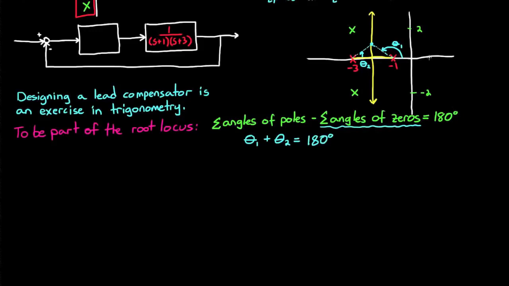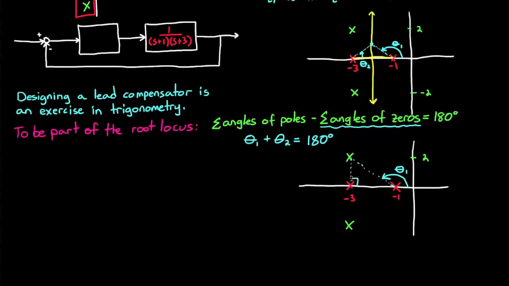And the 180 degrees is expected because that point really does exist on the root locus. But let me redraw this here again. But this time I'm going to draw my desired pole location instead of an actual pole location. Now I can redraw my lines and then recalculate my two angles.